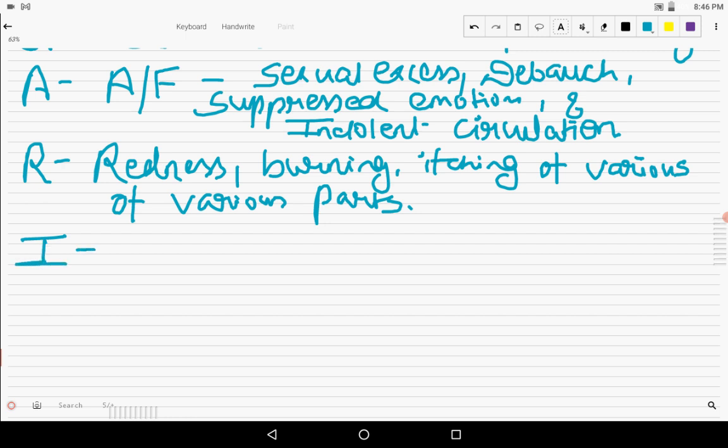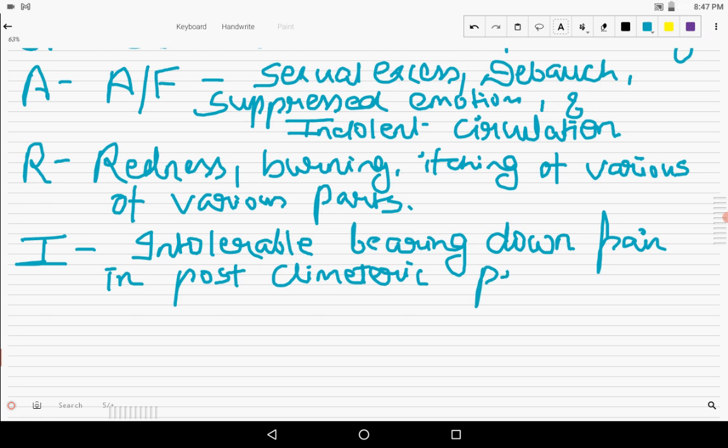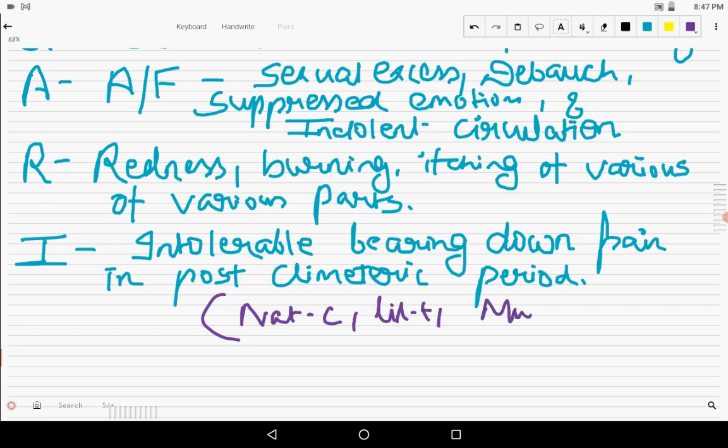Next letter is I. I stands for intolerable bearing down pain in post-climatic period. Bearing down pain in post-climatic period. Other remedies with intolerable bearing down pain: Natcar, Murex, sepia. Okay, and now Agaricus also.